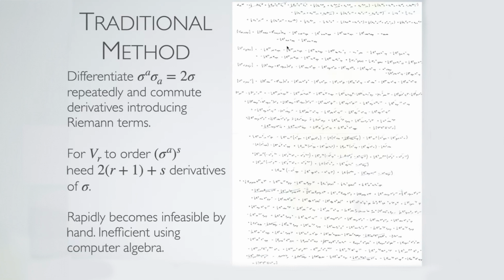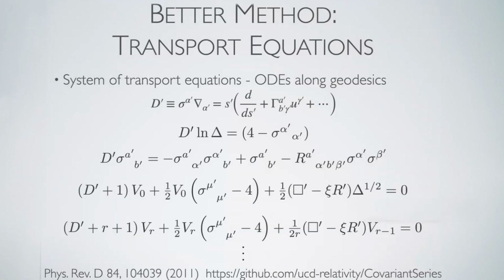And even using computer algebra, when I started working on this, I started using xAct to do this algorithm. And it sort of worked, but even then it was very inefficient. So the solution is that there's a better method. And that better method was published just over 10 years ago now in this paper, where we wrote down a set of transport equations, and we were able to use that to directly solve for the V's rather than going through this kind of differentiating and taking limits approach.